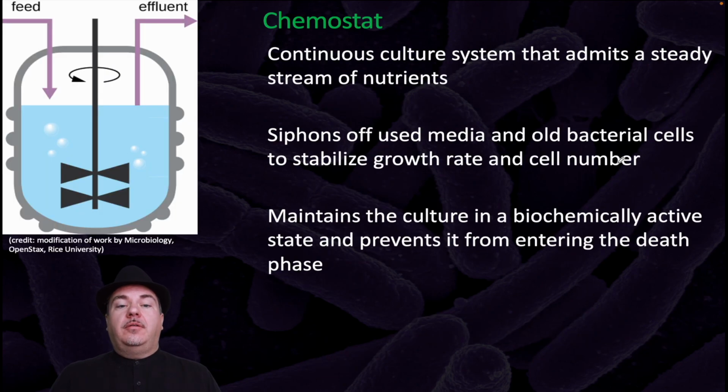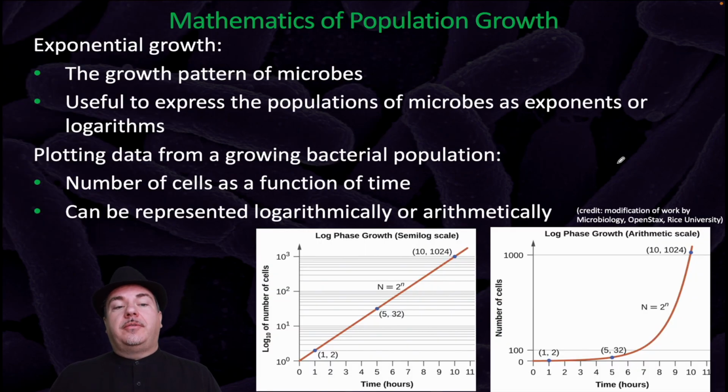When we're growing bacteria, we can use a chemostat, which is a continuous culture system that admits a steady stream of nutrients. It also siphons off used media and old bacteria cells to stabilize growth rate and cell number. So it maintains the culture in a biochemically active state and prevents it from entering the death phase. How do we measure or plot population growth?